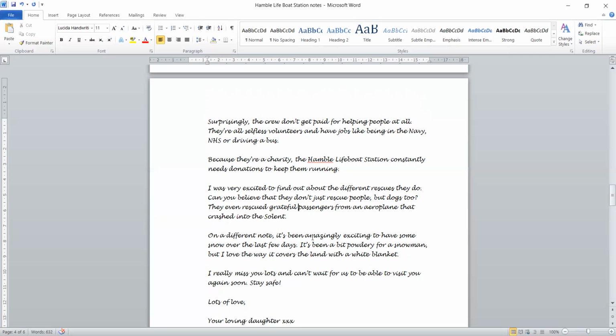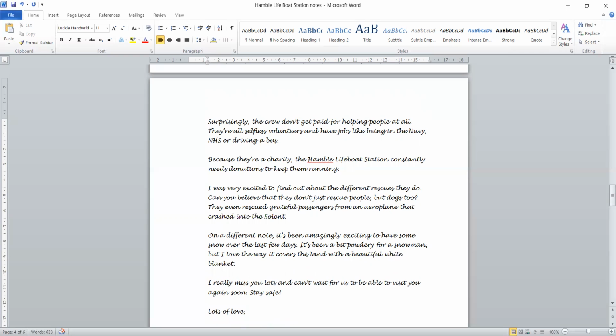On a different note, it's been amazingly exciting. Yes, I have used an adverb. And to have some snow over the last few days, it's been a bit powdery. I have used an adjective here for a snowman, but I love the way it covers the land with a white blanket. Now I think I can use another adjective here with a beautiful white blanket.